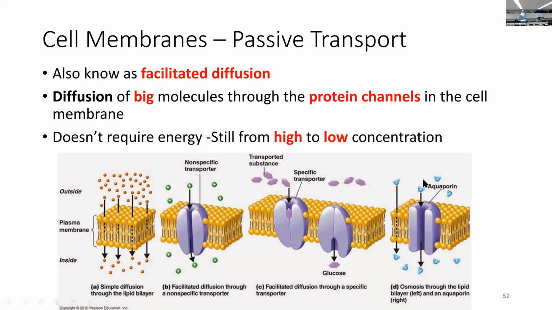All right, so if you have little particles, they can just sneak through. But if I have a big particle, then you're going to need a protein channel. If you still have more of the big particles outside compared to inside, it's just passive transport. They can just go through here, done. But you're still not using energy because there's still more on the outside than there is on the inside.